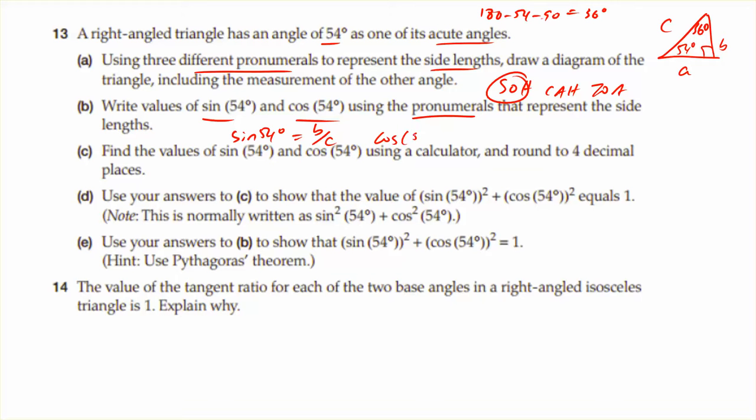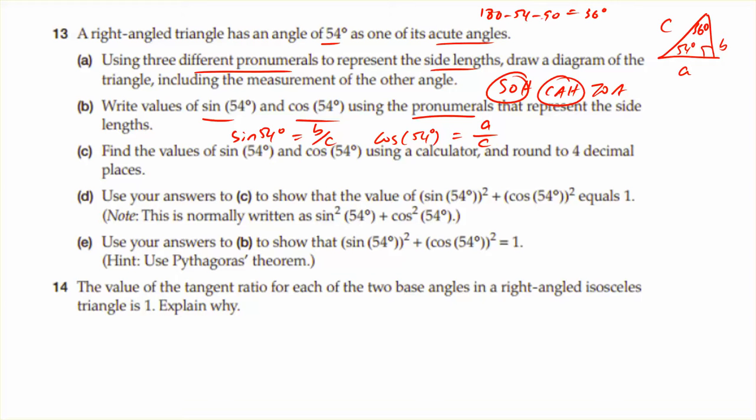Cosine of 54 degrees, we know it's CAH, so cosine is given by adjacent over hypotenuse. So the adjacent side to 54 degrees is A, the hypotenuse side to 54 degrees is C. Okay, so that's all it's asking you to do.